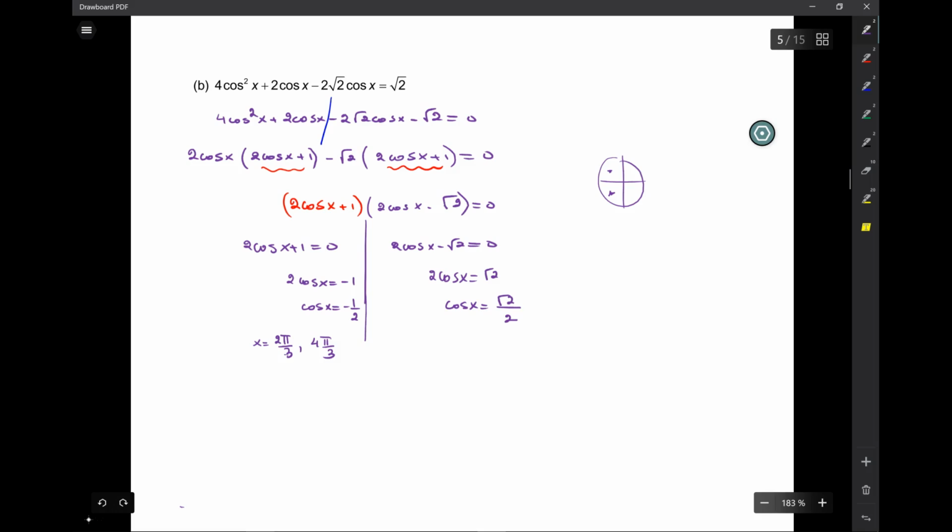Cosine x equals root 2 over 2. What angles are those? The pi over 4's. But now it's positive, so we go in the positive quadrants for cosine. So x is pi over 4, 7 pi over 4.